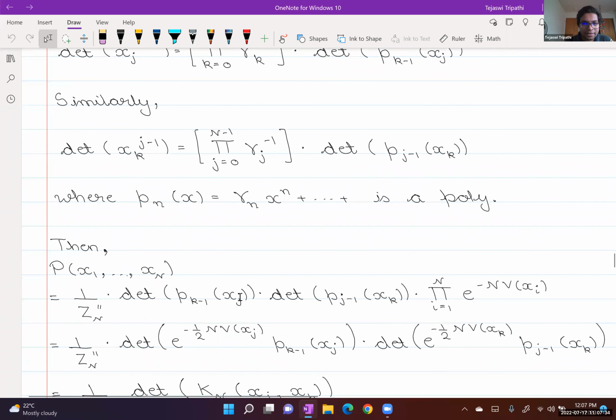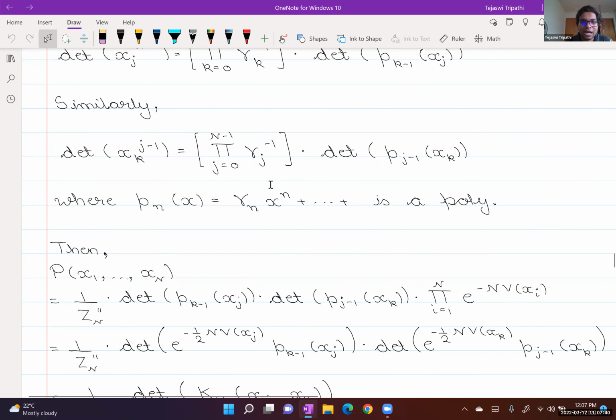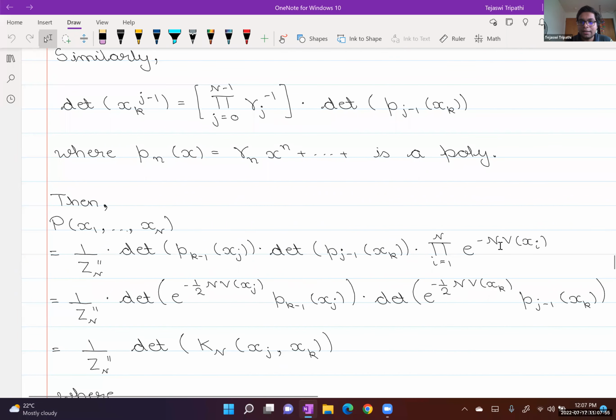Okay, so now there are some calculations. So I know that p of x1, x2, ..., xn is 1 over Z_n double prime. I've absorbed these two factors in this normalizing constant. Determinant of p_{k-1}(x_j), determinant of p_{j-1}(x_k), and this other factor. What I'll do, I will do half and half and distribute here.